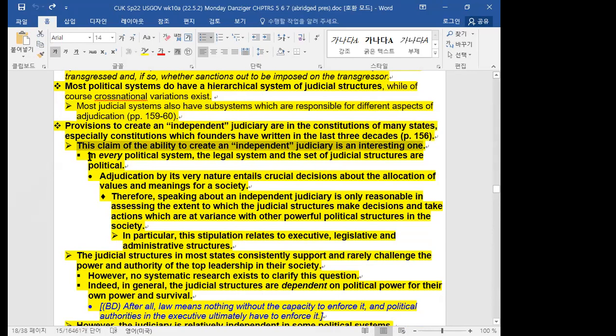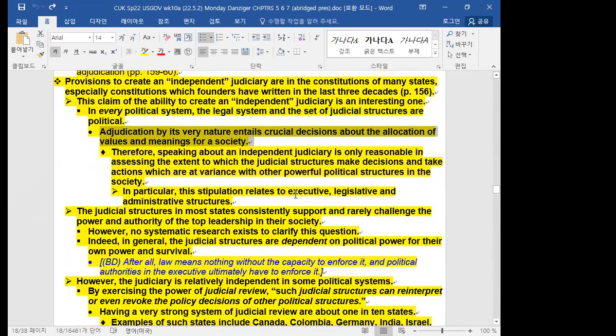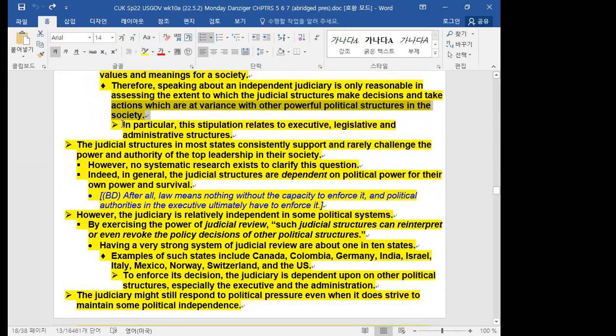In every political system, the legal system and the set of judicial structures are political. Adjudication by its very nature entails crucial decisions about the allocation of values and meanings for a society. Therefore, speaking about an independent judiciary is only reasonable in assessing the extent to which the judicial structures make decisions and take actions which are at variance with the other powerful political structures in the society. In particular, this stipulation relates to executive, legislative, and administrative structures.